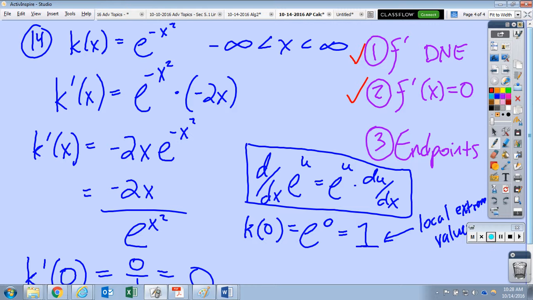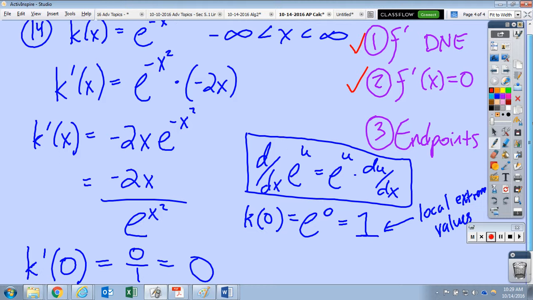This is where you would have to be comfortable with knowing what this looks like. So let's say you didn't have a graphing calculator. There's nothing wrong with plotting points, and then once you see what's going on. So if we had to graph this, let's go ahead and do it. k of x is equal to e to the negative x squared.